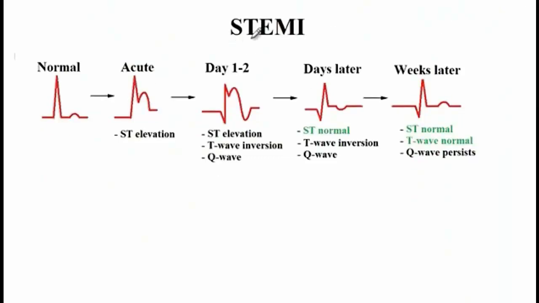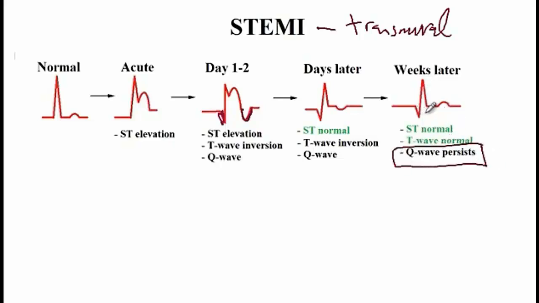So this is more severe than NSTEMI or unstable angina and causes a transmural myocardial infarction, which presents with ST segment elevation. Later on, these patients present with T wave inversion as well as a Q wave. A few days later, the ST segment elevation resolves, but the T wave inversion persists, and then a few weeks later, both the ST elevation and the T wave inversion resolve, but the Q wave persists. So once you look at an old EKG and you see a Q wave, you can tell that this patient had an old myocardial infarction.